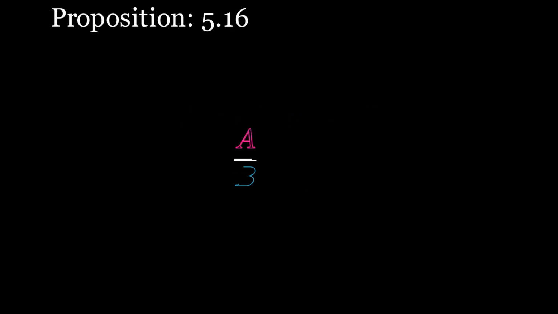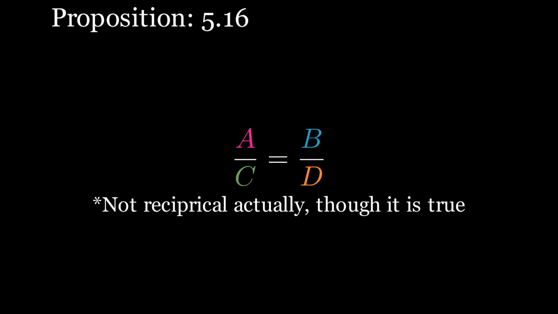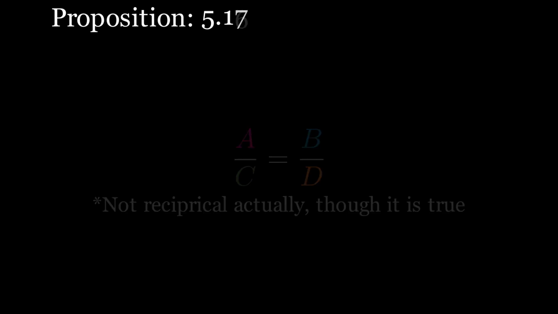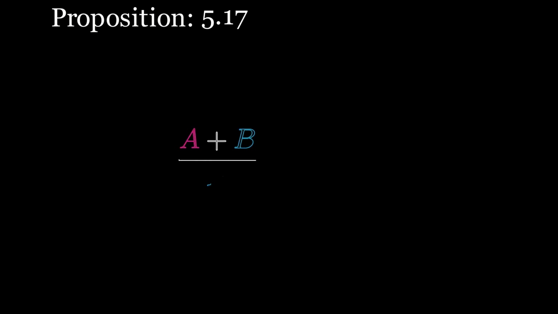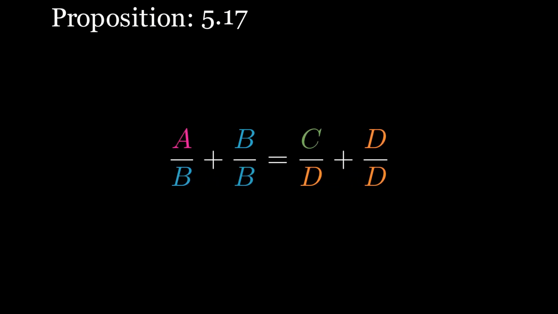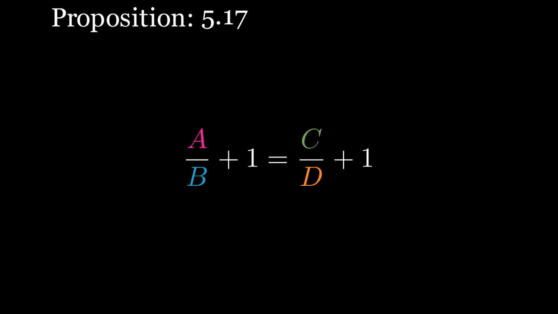In 5.16, if A over B is equal to C over D, then we can multiply and divide everything to opposite sides to see that the reciprocals are equal. 5.17. If we have A plus B over B equal to C plus D over D, we can split each fraction, and since B over B is equal to 1, same for D over D, B over B cancels with D over D, so A over B is equal to C over D. 5.18 is the converse of 5.17 and is clear from our work in 5.17.